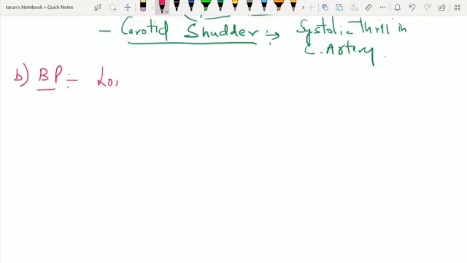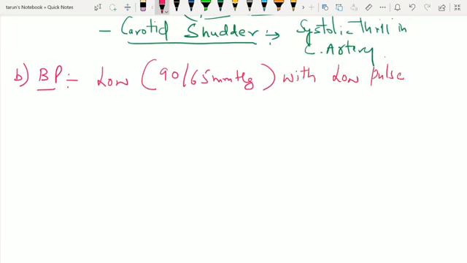You will say the BP or the blood pressure is low, say 90 by 65 millimeter of mercury. So the blood pressure is low with low pulse pressure in supine position. So this is about blood pressure.